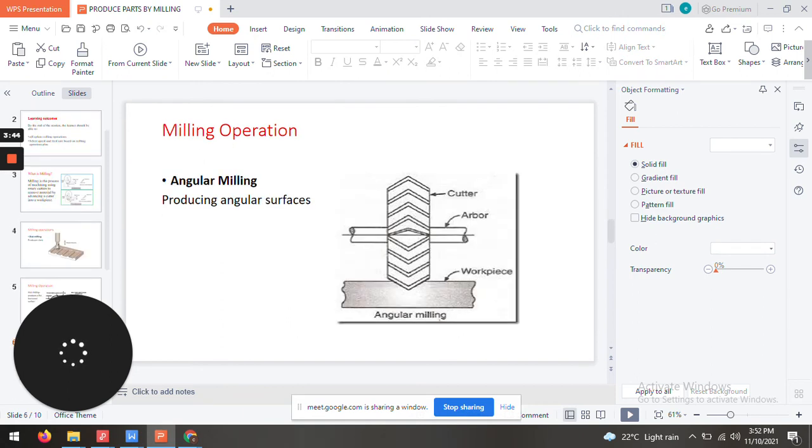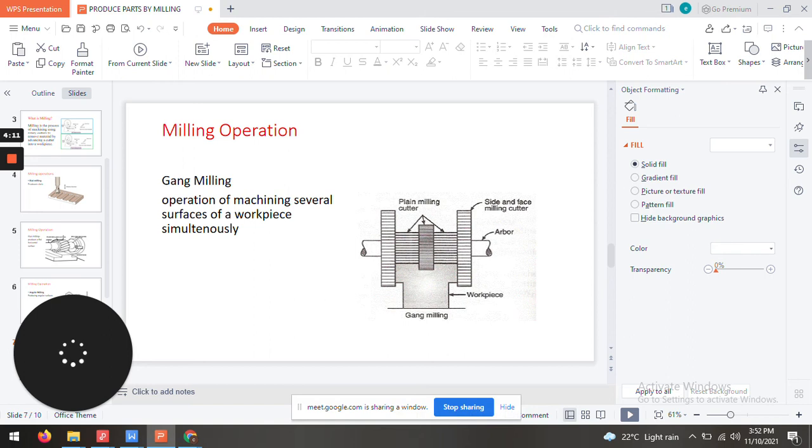Next, we have angular milling. Angular milling, you introduce a cutter that is designed at a specific angle. When you want to cut a slot or you want to remove materials at an angle, you use an angular cutter as shown in the picture on your right hand side.